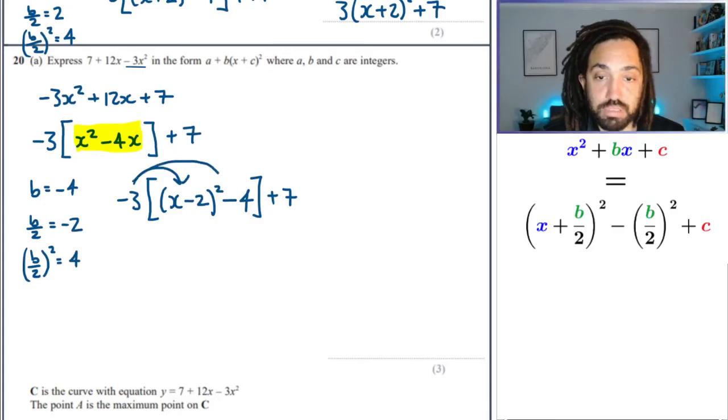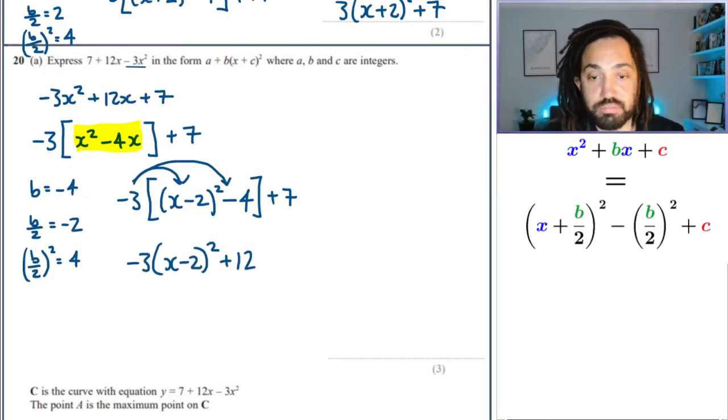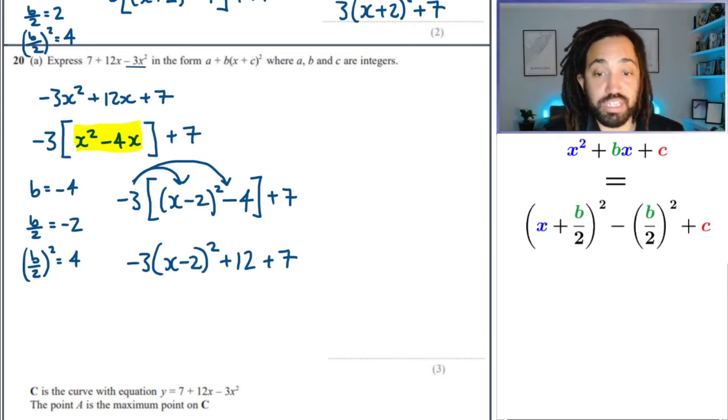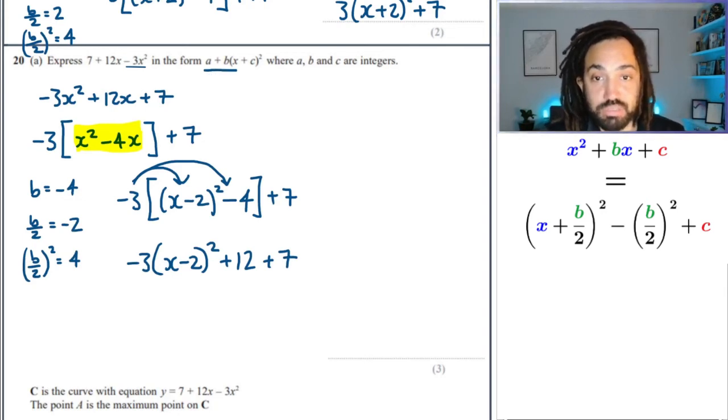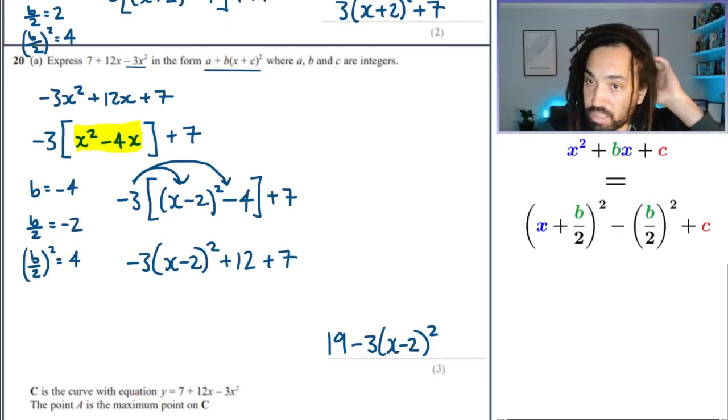Multiply out the big square bracket, gives me minus 3 times x minus 2 all squared, plus 12, because 2 negatives make a positive, and plus 7 as well. Okay, and that's going to be 19, and I've just noticed that they want the constant term first, so it's going to be 19, I'm going to write it first, and then minus 3 lots of x minus 2 all squared, like so. Okay, beautiful.